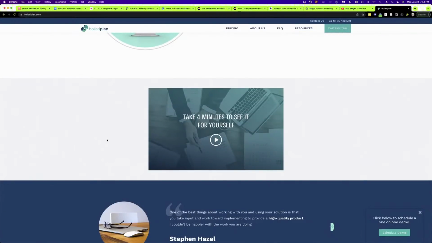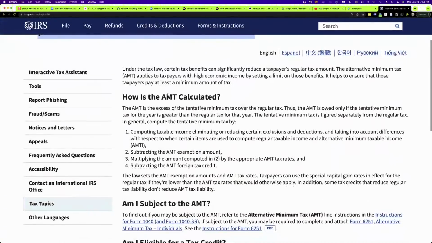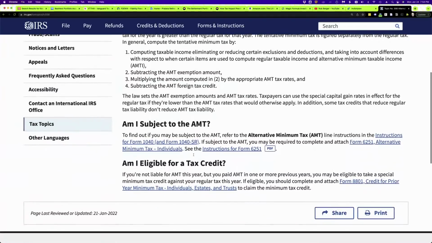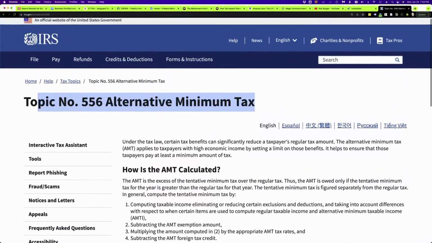I don't know how it would help, Oleg, with your specific question. Maybe it wouldn't. And it may just be that you want to talk to a tax professional. That's what I would recommend. If you go to the IRS, you can just Google topic number 556, alternative minimum tax. And it walks through how it's calculated. Am I subject to it? One of the things about AMT is that it's not indexed for inflation. By the way, the 3.8% Affordable Care Act tax is not either. So it's going to catch more and more and more folks.